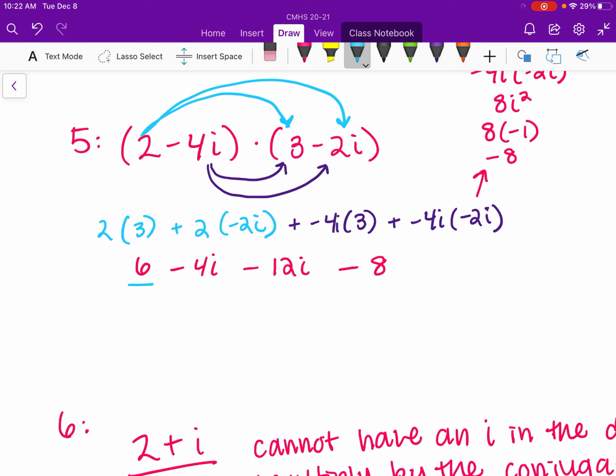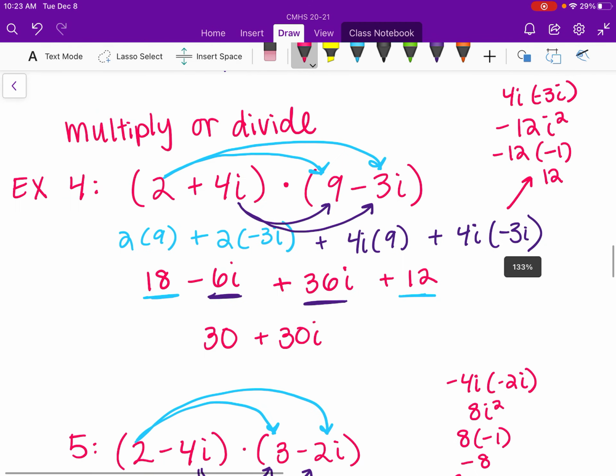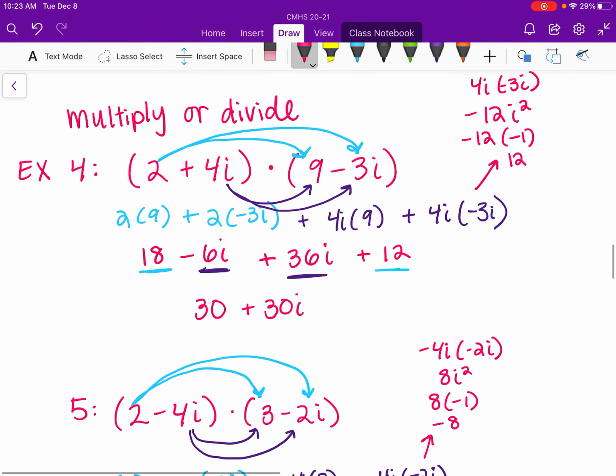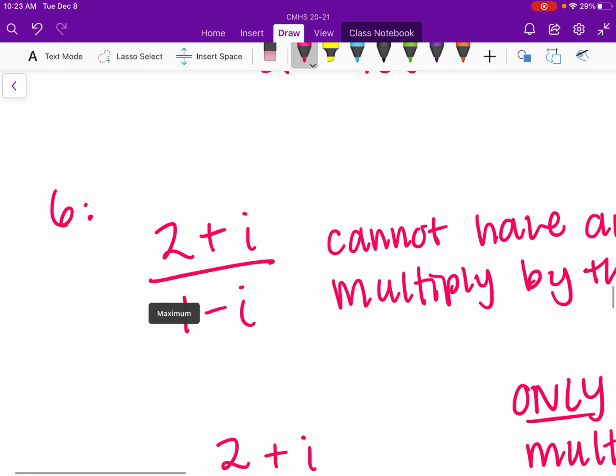And then we combine our like terms. 6 and -8, and -4 and -12. So we combine 6 and 8. 6 minus 8 is -2. Oh, I'll just do that in pink. -2. And -4 minus 12. The i's are going to be minus 16i. Okay, so that's multiplying with i. Now we're going to divide.